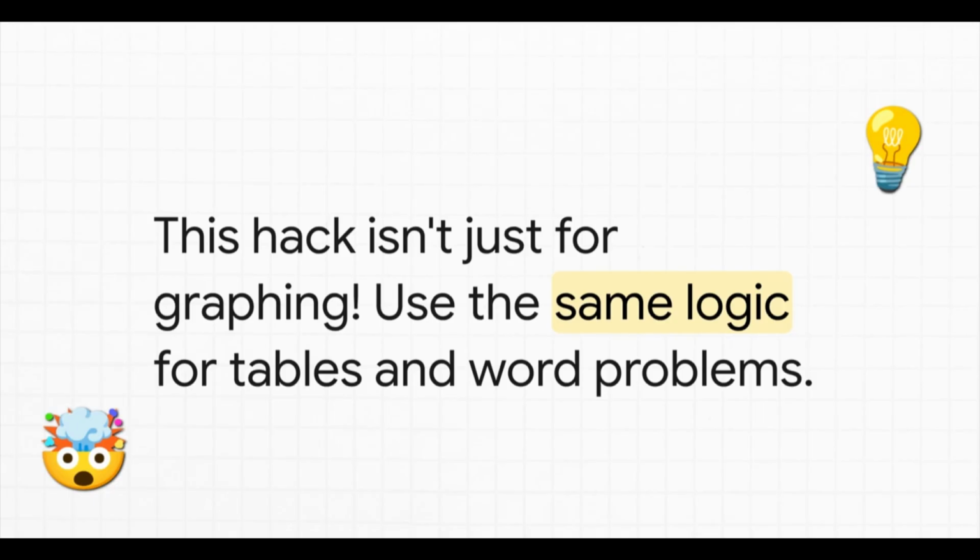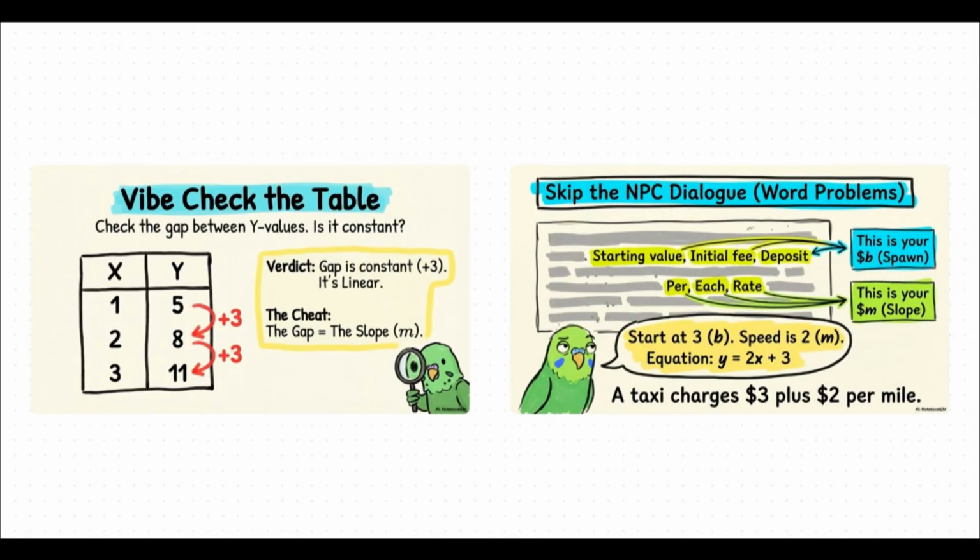But wait, it gets even better. This ultimate tool isn't just for drawing lines on a graph. You can actually use this hack to speedrun other kinds of math problems too. For example, when you see a table of numbers, just look at how much the y values are jumping up or down each time. If it's the same every time, guess what? That jump is your slope, m. And for word problems, just look for clue words. The starting fee or the initial amount, that's your spawn point, b. Words like per, each, or rate, those are just screaming that they're the slope, m.